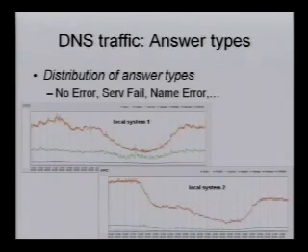This slide shows the answer types submenu of DNS traffic. These two graphs show the distribution of answer types: type no error, server fail, name error, etc. The type no error answers in local system 1 were incurred by users who generate PTR queries.